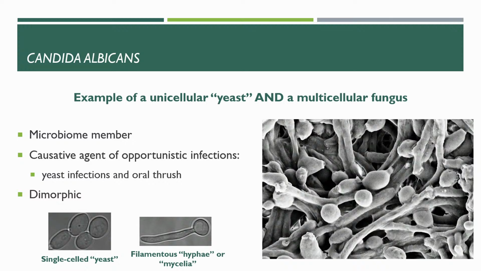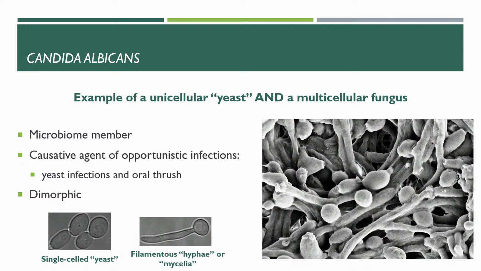It's a normal member of the microbiome. It exists in us, and so it doesn't normally cause harm, but it is the causative agent of these opportunistic infections. So it can become pathogenic. It's usually the cause of yeast infections and oral thrush. So it's dimorphic: it can form as single-celled yeasts, but it can also form filamentous hyphae that we also call mycelia.